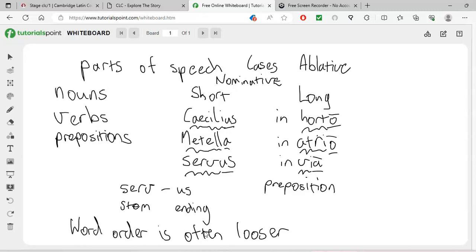That's all. So not very hard, but this grammar should be useful later on.